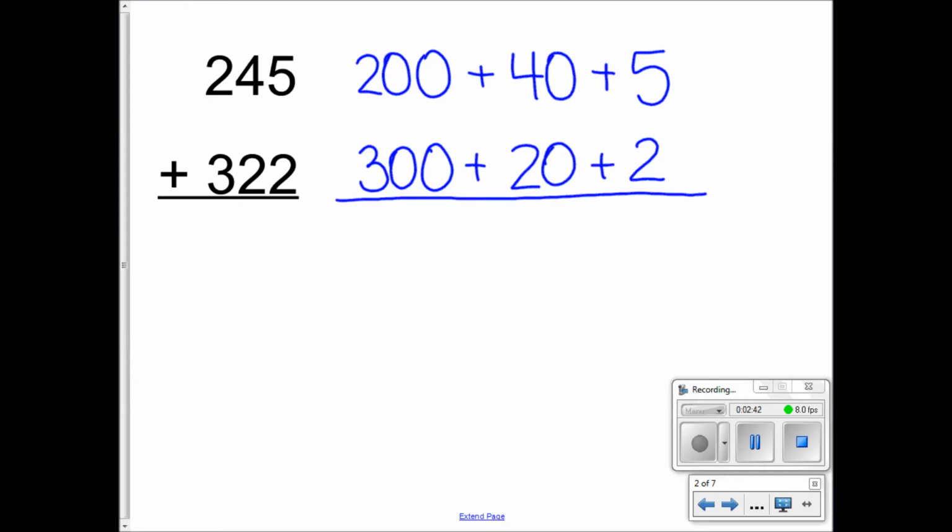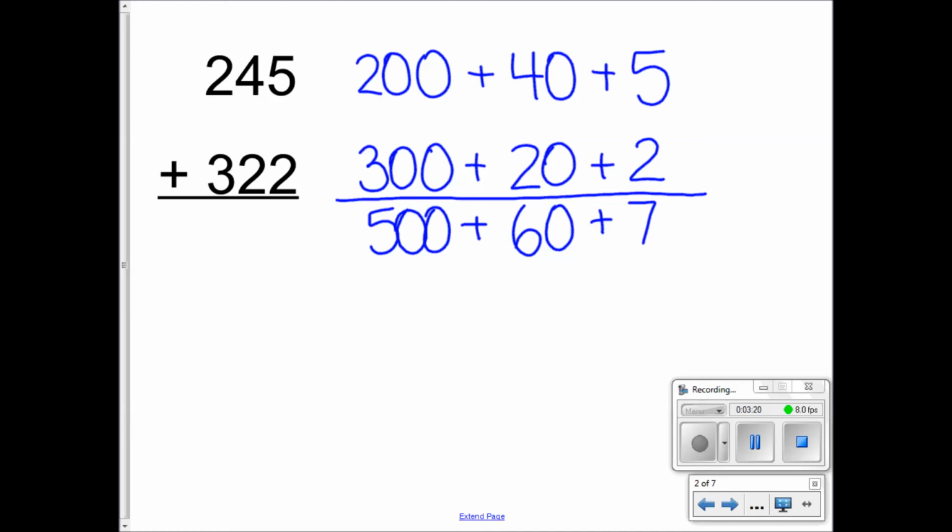Then I'm ready to add, and I always add by starting in the ones, because ones always get to go first because number 1 is number 1. Got it? So in the ones place, I have 5 plus 2. 5 plus 2 equals 7. In the tens place, I have 40 plus 20. I know that 40 plus 20 equals 60. And then in the hundreds place, I have 200 plus 300. I know 200 plus 300 equals 500. So I have this expanded form, 500 plus 60 plus 7.